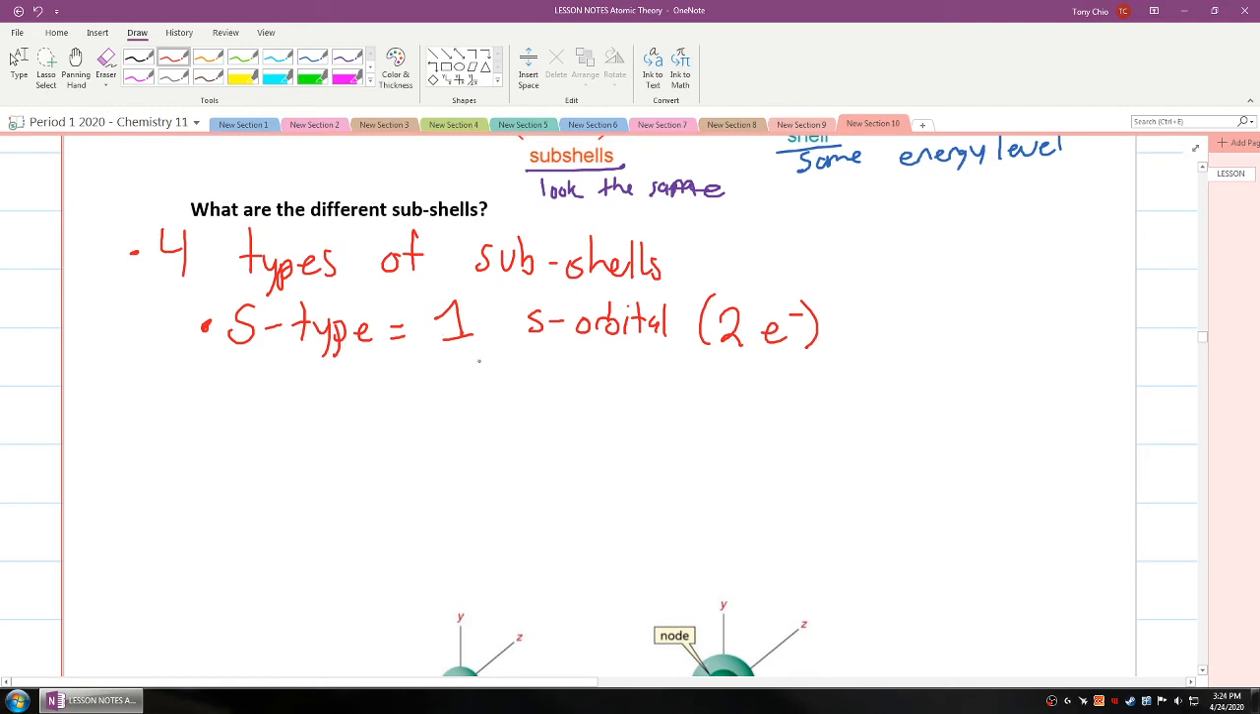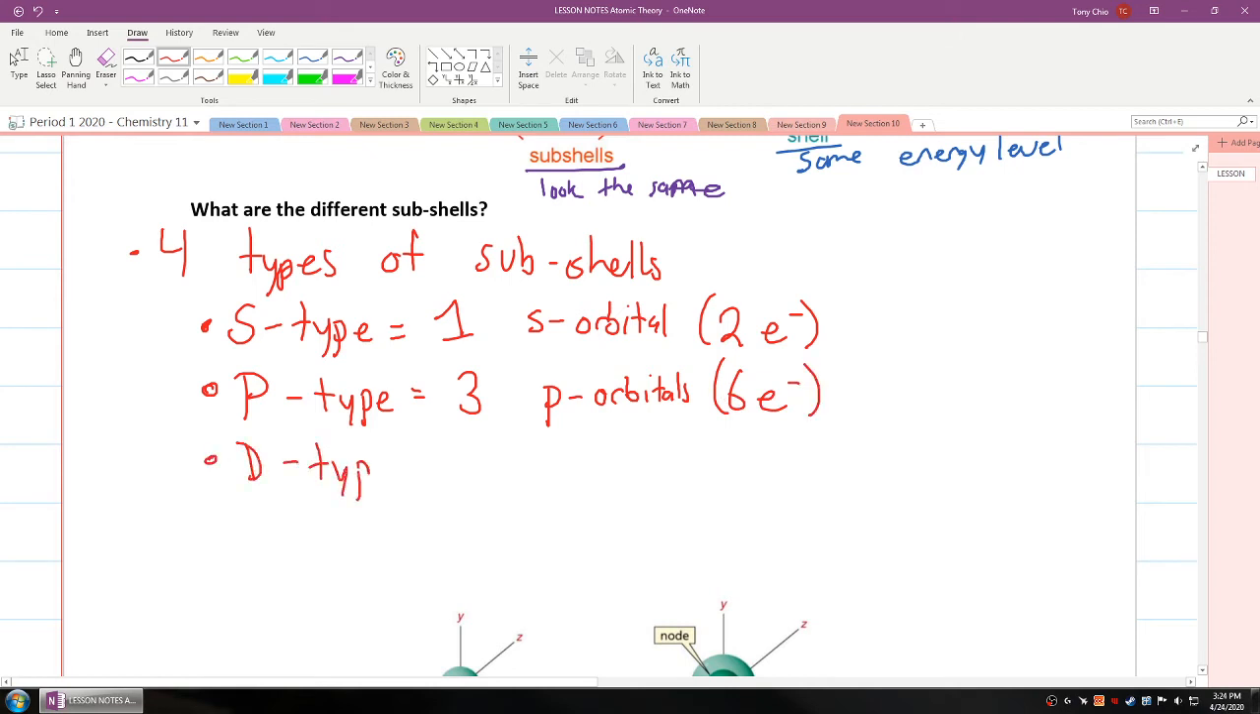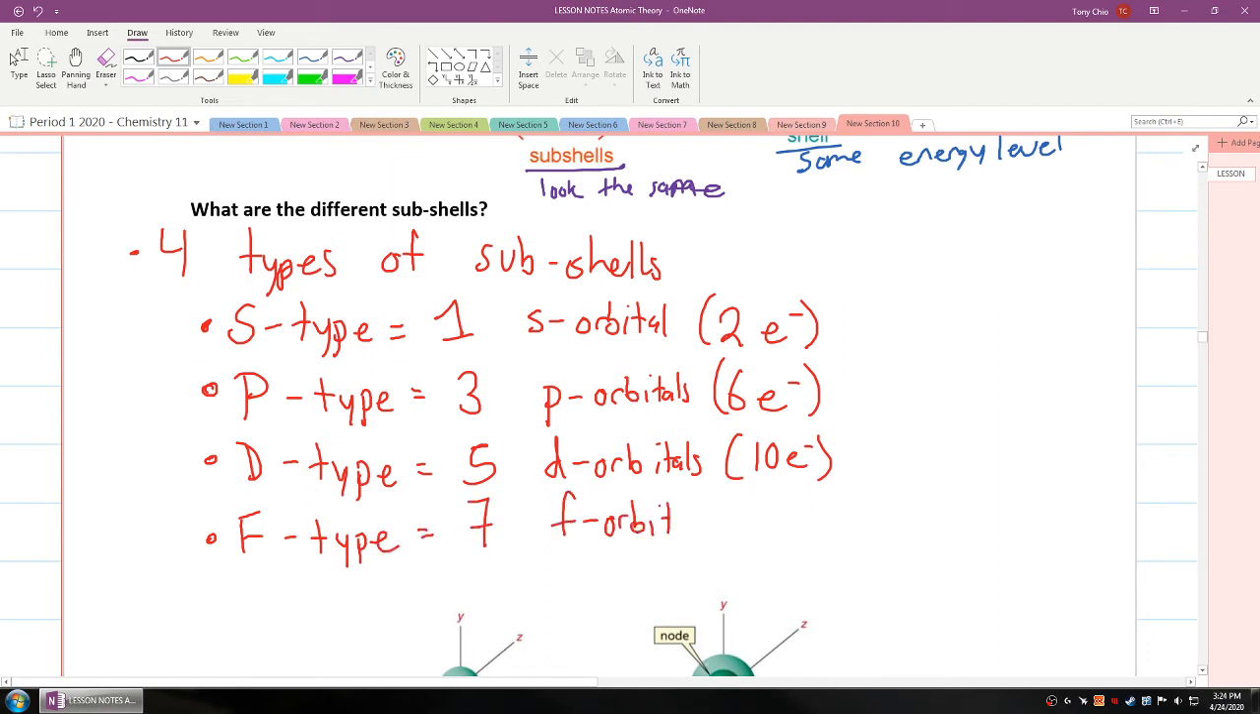S-type contains 1 s orbital, we call it. There's also what we call P-type. P-type contains 3 p orbitals, which, because each orbital contains 2 electrons, is 6 electrons. We also have D-type. D-type contains 5 d orbitals, which will contain 10 electrons. And lastly, we have F-type. F-type contains 7 f orbitals, and this is 14 electrons.